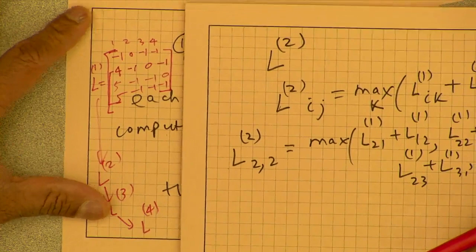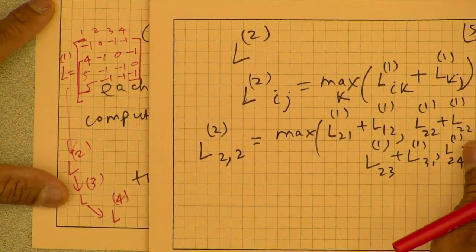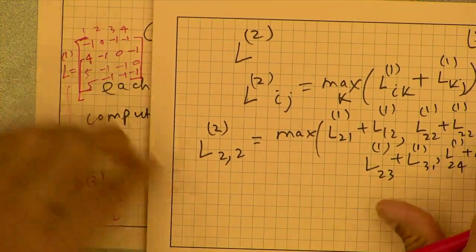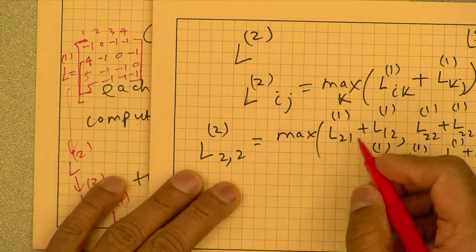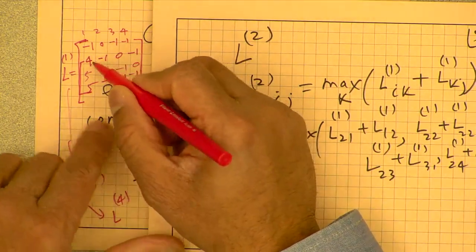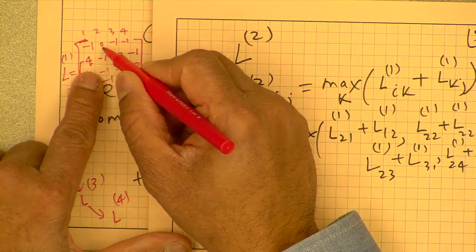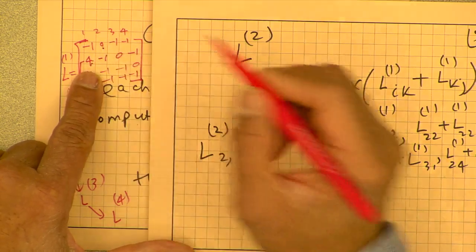So we can say, what is L1 21 plus L1 12? L1 21 is 4 and L1 12 is 0, so that's 4 plus 0.